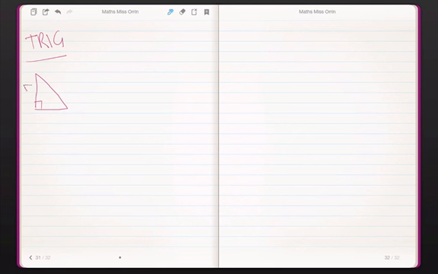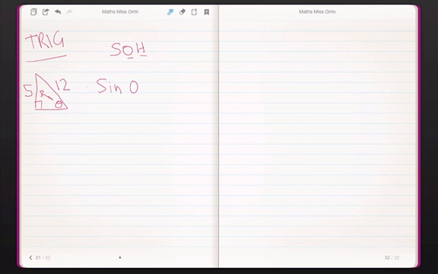Alright, so if this side is 5, this side is 12, and we don't know what this angle is, what would we use? Well, let's have a look at what information we have. We've got the opposite and we've got the hypotenuse. So let's use SOH because we've got the opposite and the hypotenuse. So let's use our sine rule.